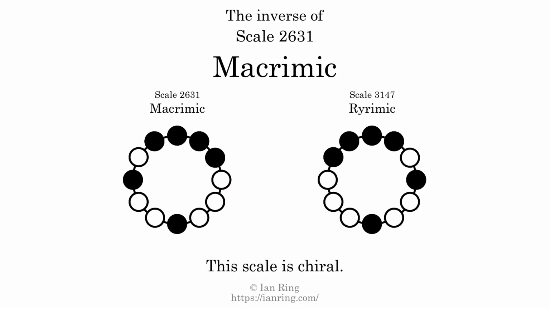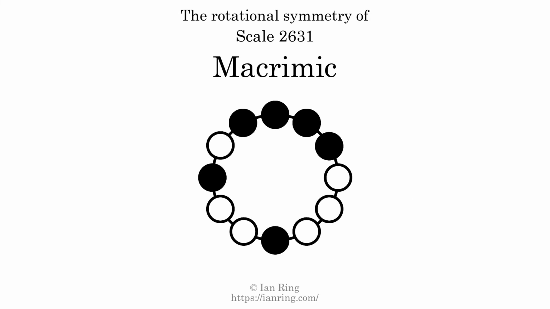The inverse of a scale is a mirror image. It is what you get when the sequence of intervals is reversed. The inverse of this scale is scale 3147, also known as Macrimic. This scale is chiral. It cannot transform into its inverse by rotational transformation. This scale has no rotational symmetry.